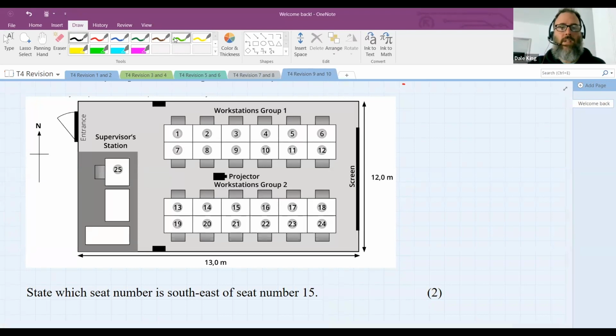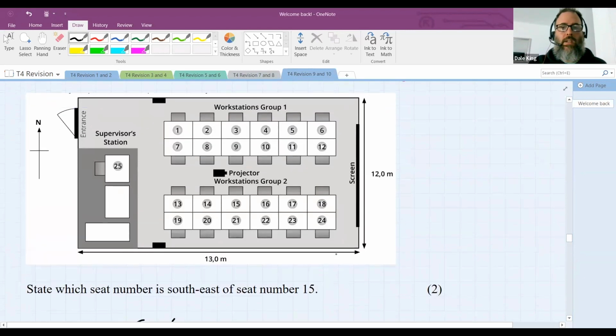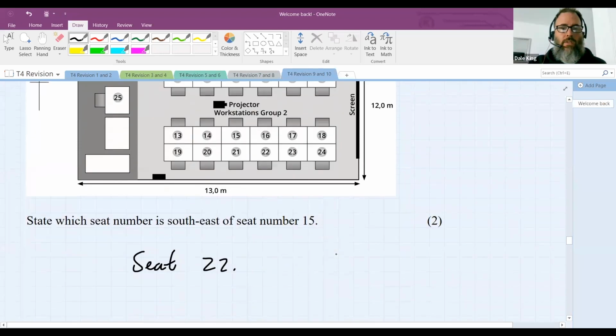All right, very good. Nice and easy. 2 marks, we'll take it. We'll take it and run. All right, so seat 22 is the correct answer. Now I'm going to jump up to the map and down to the questions often, so just bear with me.